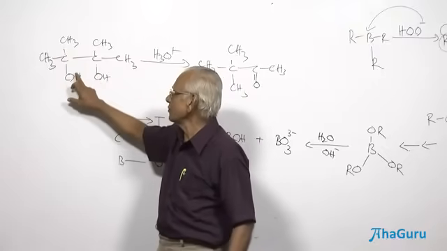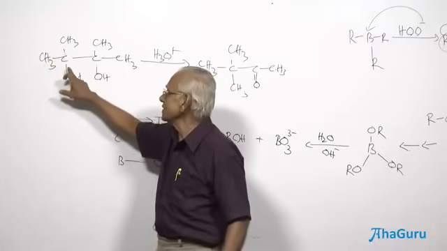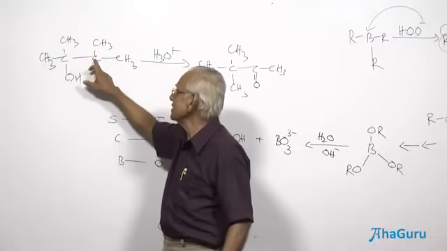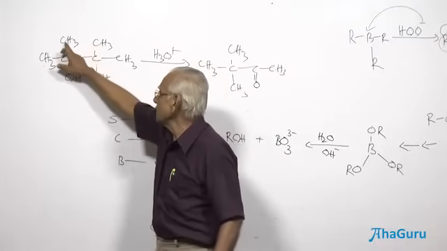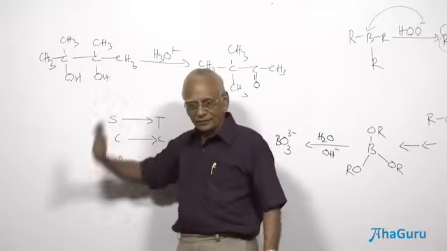How is the positive charge removed? By the deprotonation. The bond goes over here. CH3, C double bond O, C, C. This is the original CH3. This is the migrated CH3 in the place of OH and CH3.